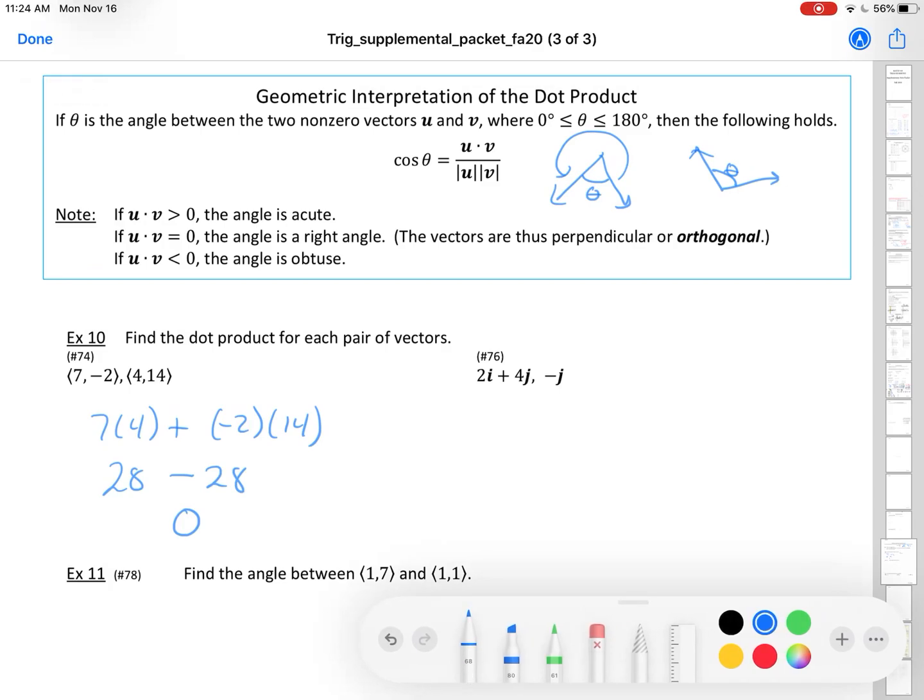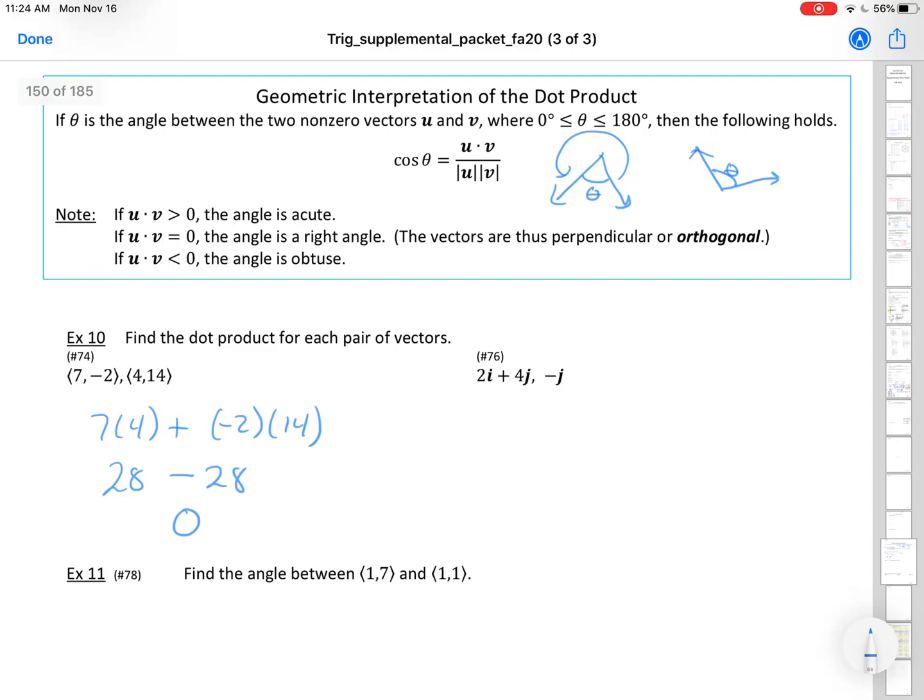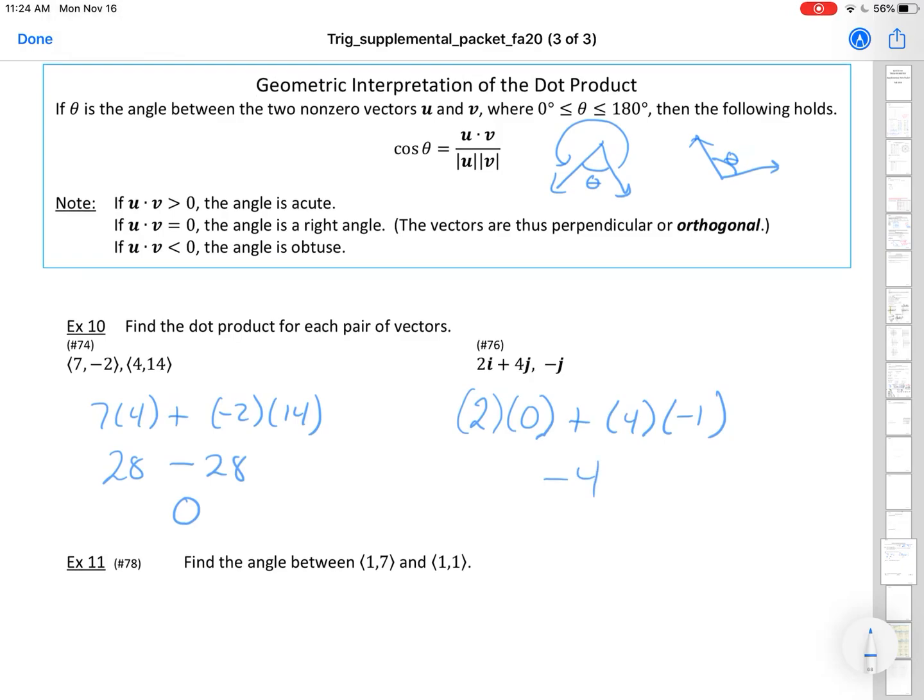How about this one? The dot product of 2i plus 4j, and then another vector, negative j. So what do we have? They chose to do this in the ij format. So I would have the i component of one times the i component of the other, which is nothing, plus the j component of the first times the j component of the second. And so what do we get out of this? Very quickly, a negative 4.